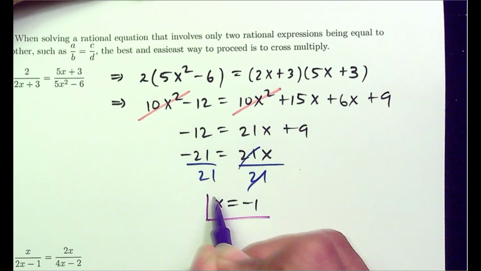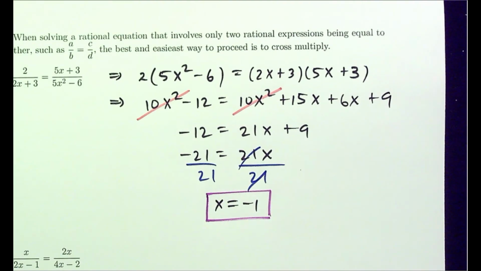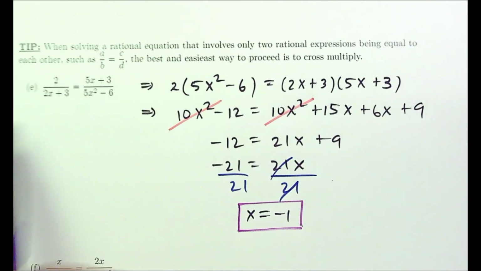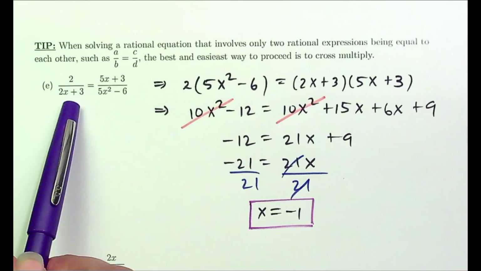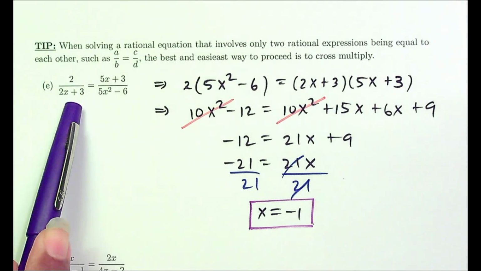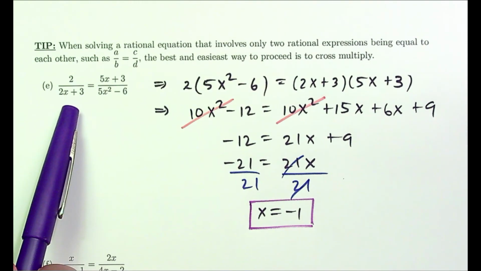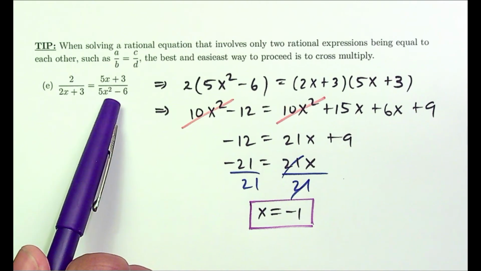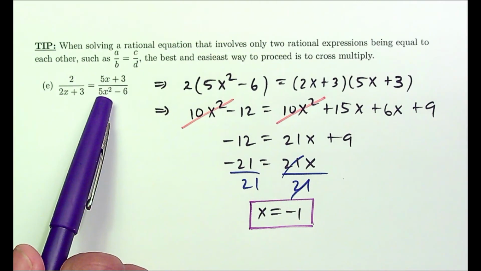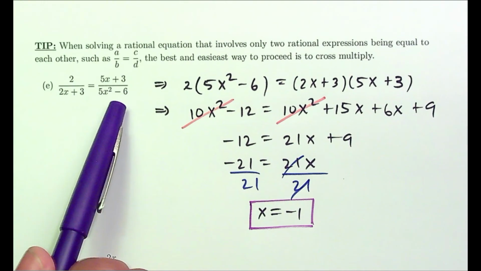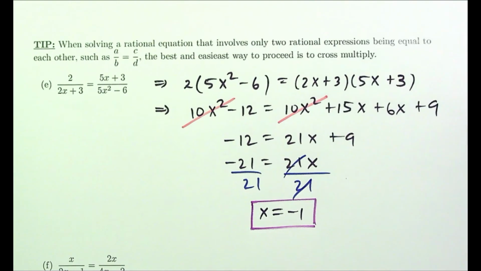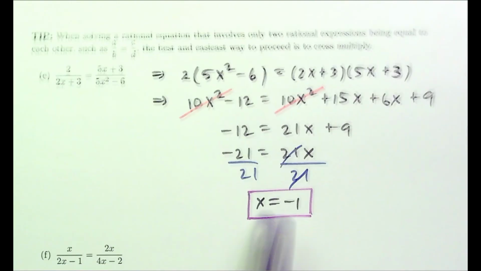Okay, don't forget to check whether this answer is in the domain or not. If you plug in negative 1 in the bottom of the first fraction, you will get 2 times negative 1, that's negative 2, plus 3. Negative 2 plus 3 is positive 1, is not 0, so no problem. And in the next one, if you plug in negative 1, you're going to get negative 1 squared is positive 1 times 5 is positive 5 minus 6 is negative 1. So the second one doesn't become a 0 on the denominator either. So no problem whatsoever. That means that is the solution.